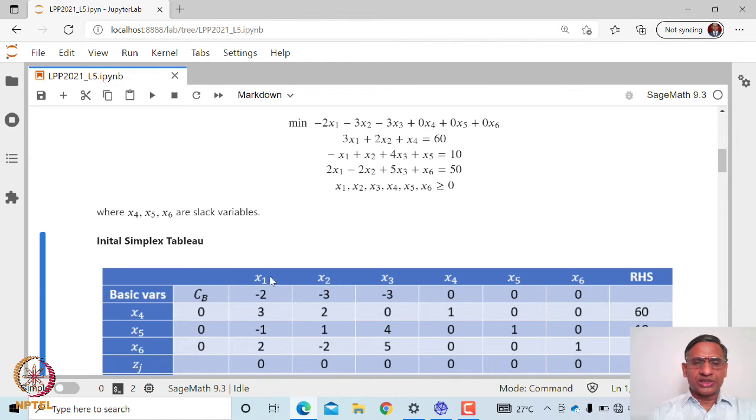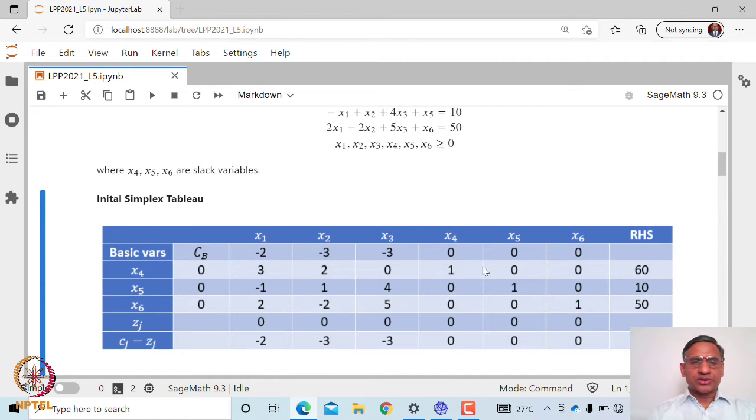And then the first column is x1, that is the coefficient of x1 in these three constraints, right? And then coefficient of x2 in the second column, coefficient of x3 in third column, and so on. The first row represents the value of the coefficient of objective function, which is -2, -3, -3, 0, 0, 0, and so on, right? So this is what is called initial basic simplex table. Now we need to update this table. At present, the reduced cost coefficients, which are at the bottom, there are negative coefficients.